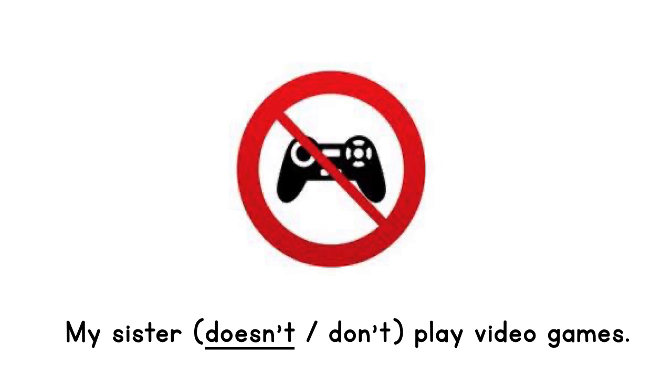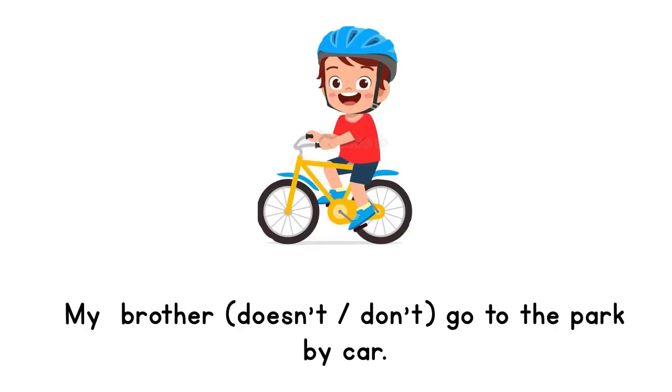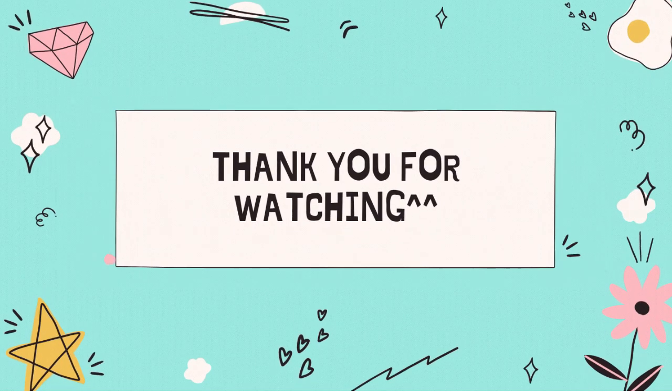So she doesn't. Next, we doesn't get up early on Saturday, or we don't get up early on Saturday. Definitely, we don't get up early on Saturday. Okay. My brother doesn't go to the park by car, or my brother don't go to the park by car. My brother, singular, so the answer is doesn't. Yes, you are right.